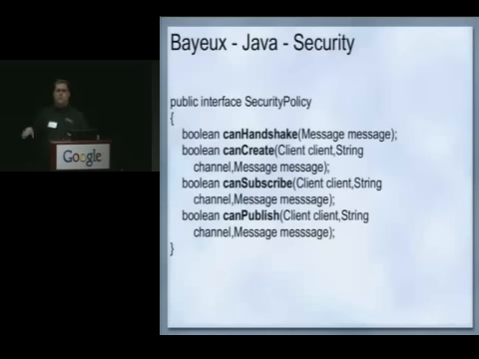So I wrap this with an observer pattern in some implementations I've done, so that you can provide multiple applications and have multiple levels of security, but that's not too hard to do. Here you look at: can handshake? It's kind of like getting connected. Can you create? That's actually creating a channel. Can you subscribe to a channel?